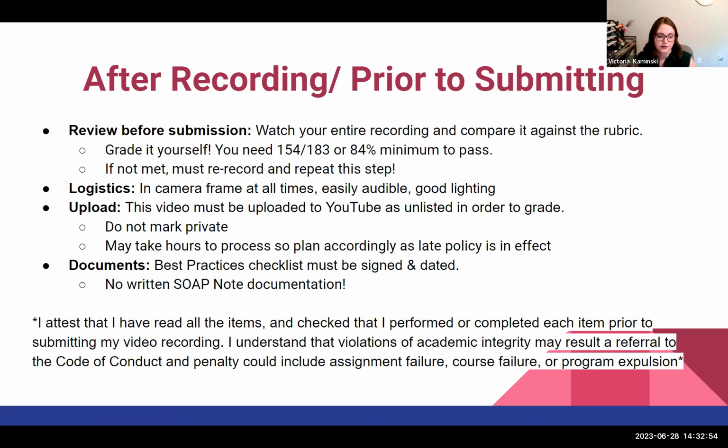Documents to submit, I went over that best practice checklist, that it should be signed and dated. There is no written documentation associated with this video like there are in your weekly videos. That attestation statement states that you have read all of the items, checked that you performed and completed each item prior to submitting your video, understanding violations of academic integrity may result in a referral to the code of conduct, and penalty could include assignment failure, course failure, and program expulsion. If you are found to be cheating in any way, you will not only receive a 0 on the assignment, but you will receive a failure in the course and possible expulsion from the program.